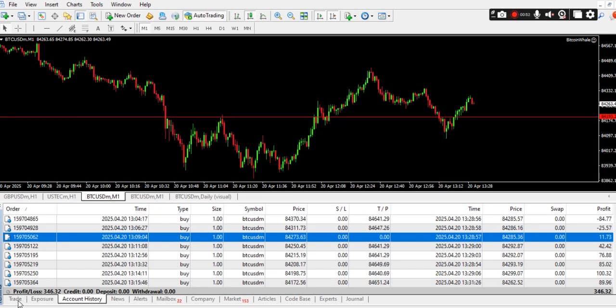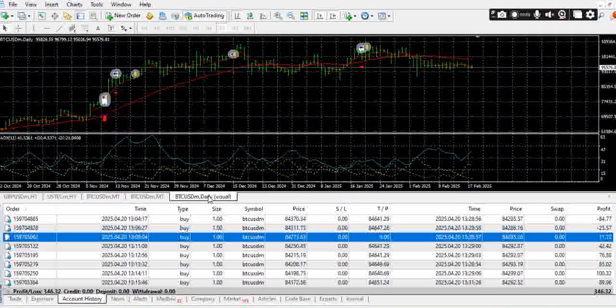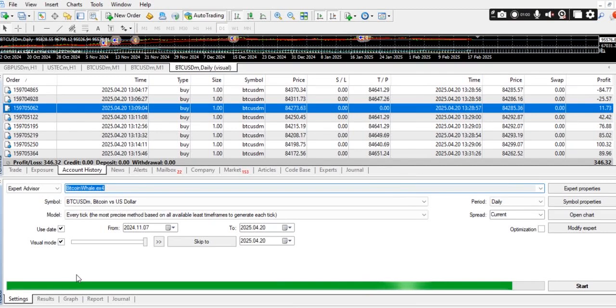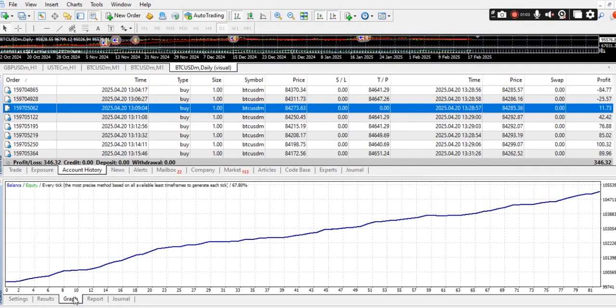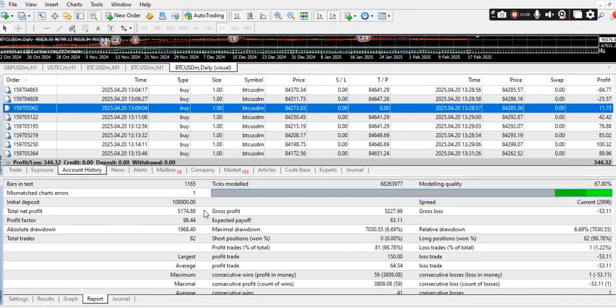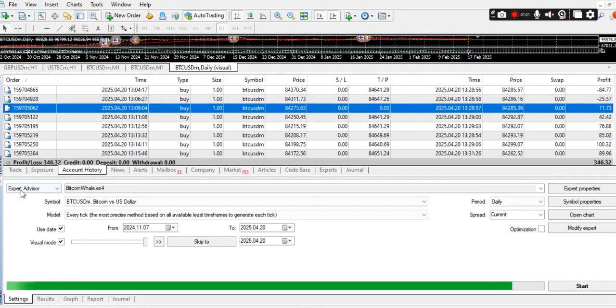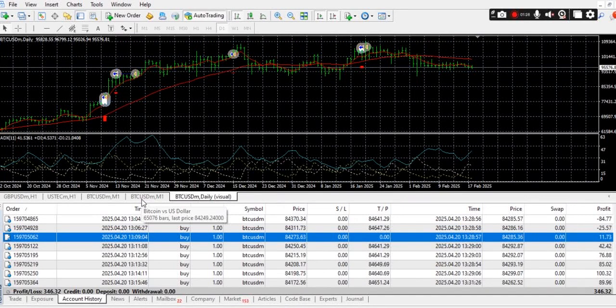Okay. So for the back tests, the back test also has completed its running, and we were able to get a proper graph, a good over 5k USD in profit, 6.69% relative drawdown. Okay, so we had a good move. So for the Bitcoin whale, that's it. So this has to do with the back test and the forward test.